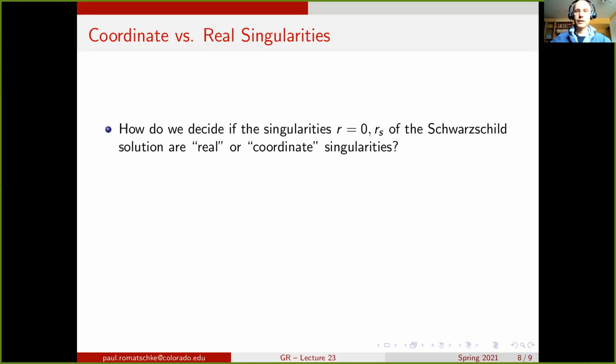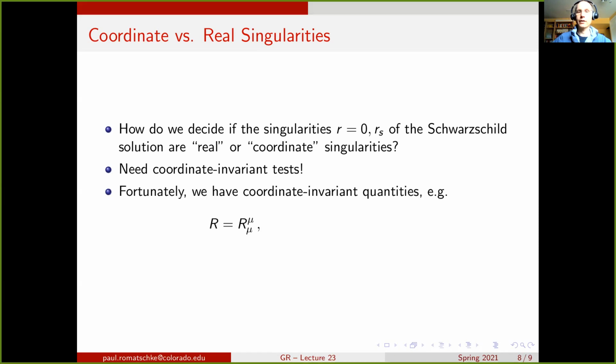Okay, so now that we know that there are harmless singularities, how do we actually decide whether the singularities that we found for the Schwarzschild solution, those at r equals 0 and r equals Rs, are real singularities or just coordinate singularities? In order to do this, we need to have some sort of test or observable that is coordinate invariant, meaning it is the same no matter which coordinates we choose, because otherwise we won't be able to figure out which part is coordinate dependent and which isn't.